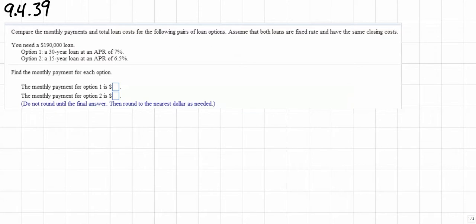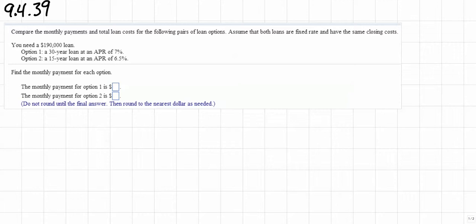Compare the monthly payments and total loan costs for the following pairs of loan options. Assume that both loans are fixed rate and have the same closing costs. You need a $190,000 loan. Option 1, a 30-year loan at an APR of 7%. Option 2, a 15-year loan at an APR of 6.5%.